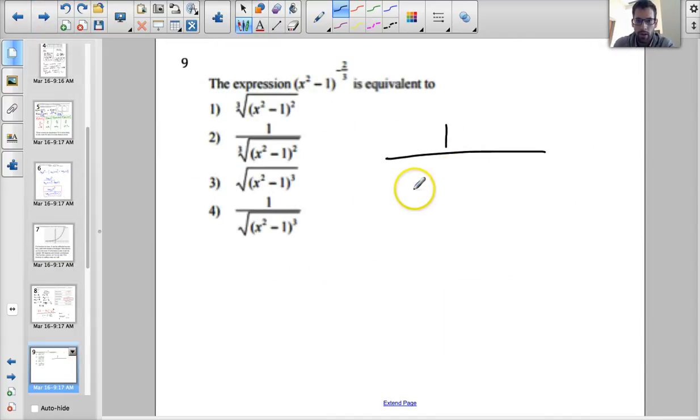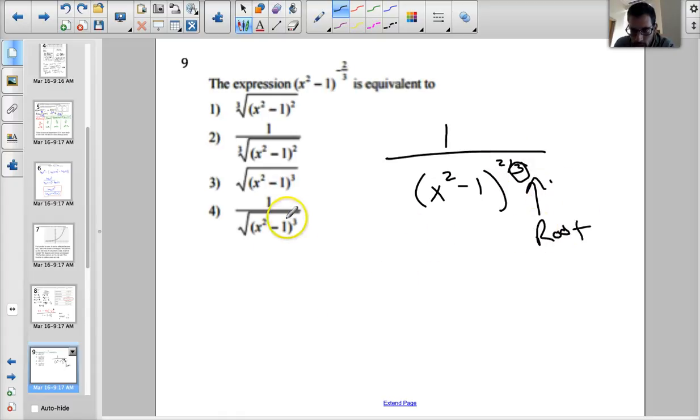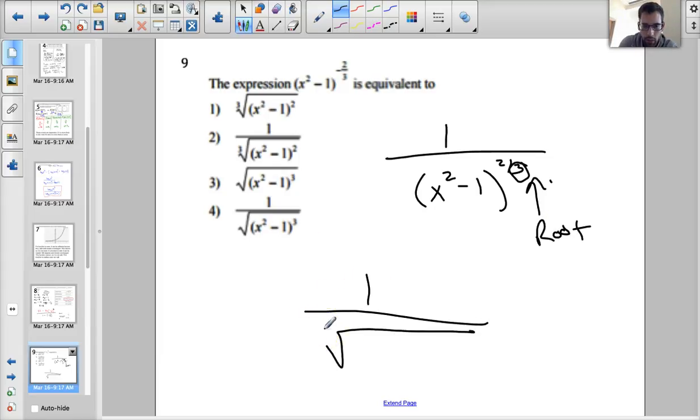So first of all, I know whenever I have a negative exponent, it could be rewritten as a positive exponent, but in the denominator. So that's my first step. Then I know that this is a root, and the 2 is going to be an exponent. So I'm going to have 1 over, it's going to be a cube root, and my exponent is going to be a 2.